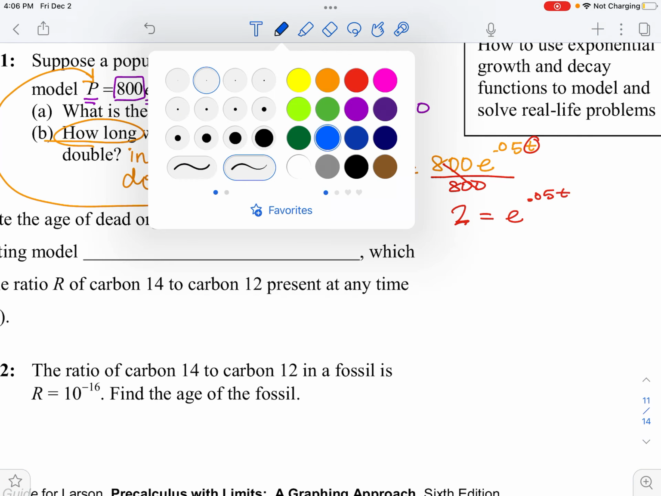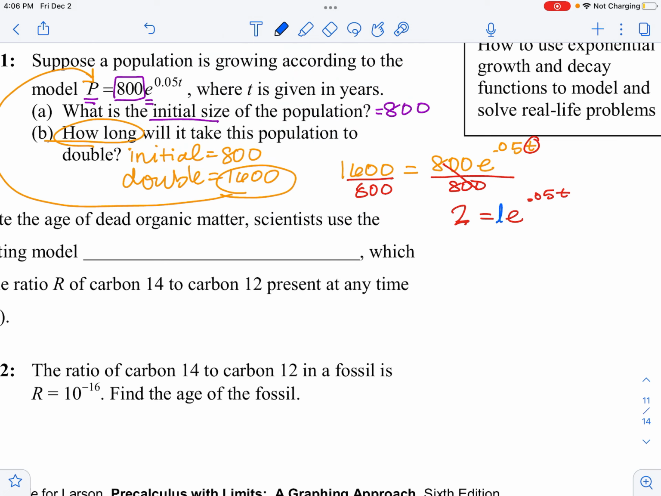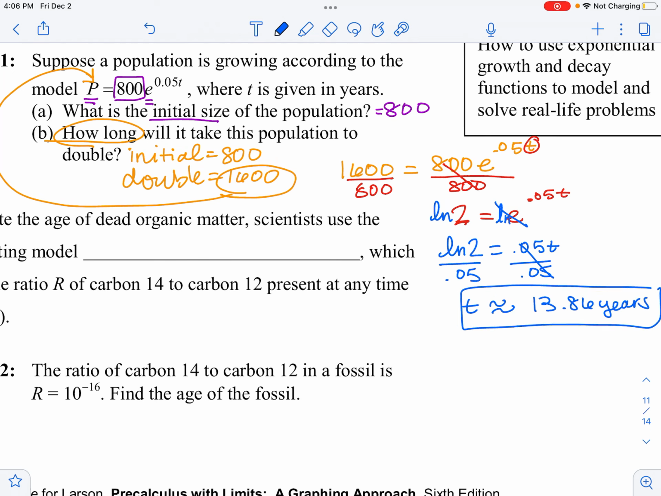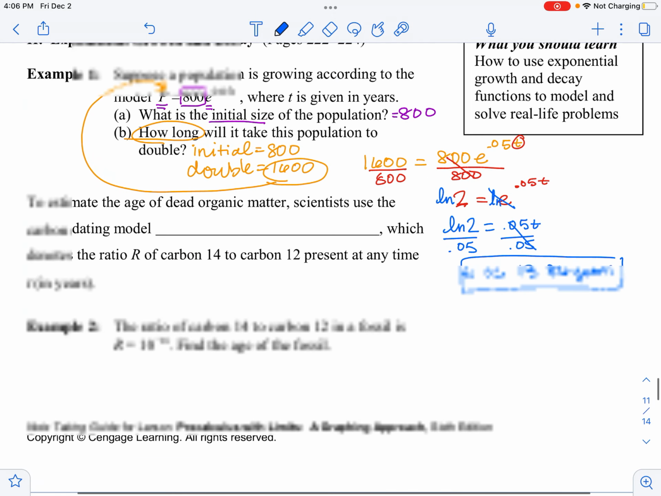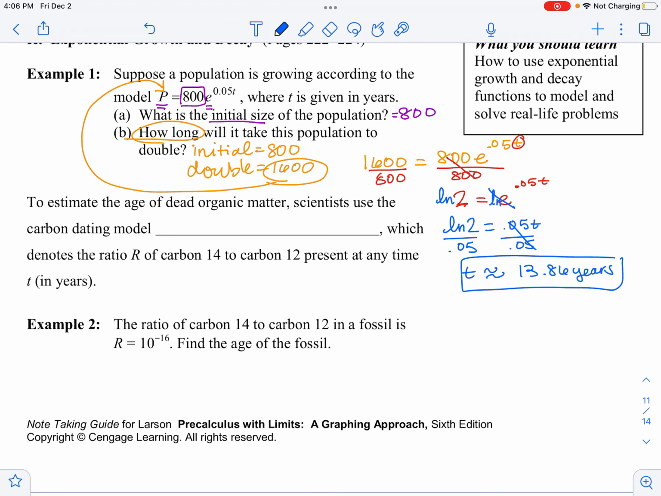To get e out of the way, to get t by itself, we're going to take the natural log of both sides. That will cancel. We get 0.05 times t equals the natural log of 2. Divide both sides by 0.05, and we get t as approximately 13.86 years. Okay, so that's how we would solve that population growth for the time.